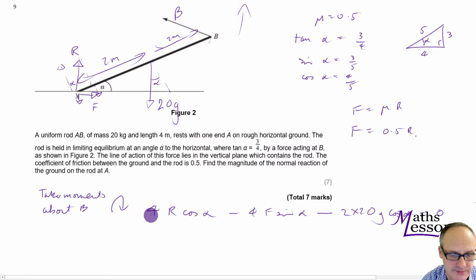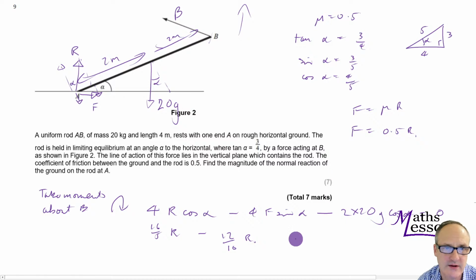So let's put some things in. So we've got 4 times R times cos alpha. Now cos alpha is 4/5. So we've got 16/5 of R. Minus, now we know F equals 0.5 R. We know that sine alpha equals 3/5. So we've got 3/5 times a half. So that's going to give us 3/10 times 4. That should give us 12/10 times R, because we're replacing F with 0.5 R.